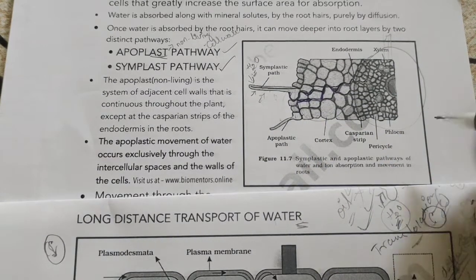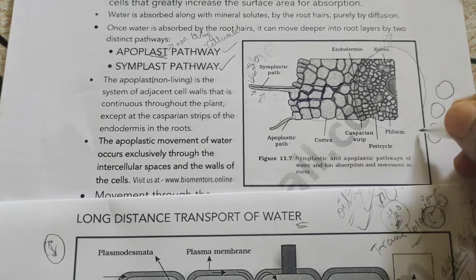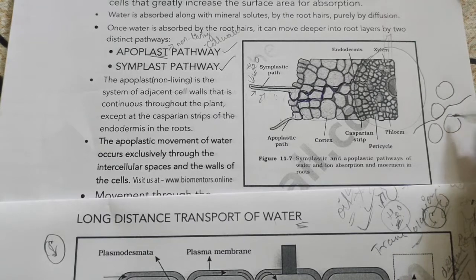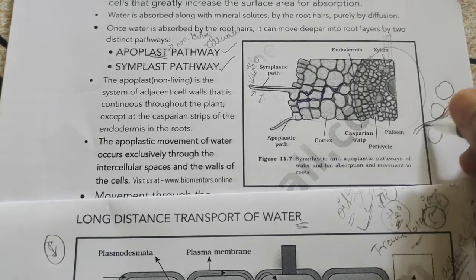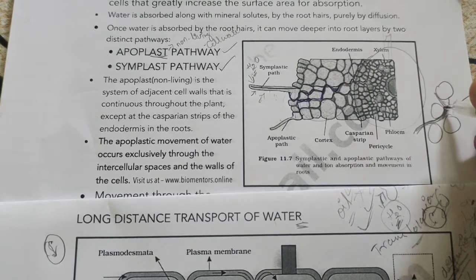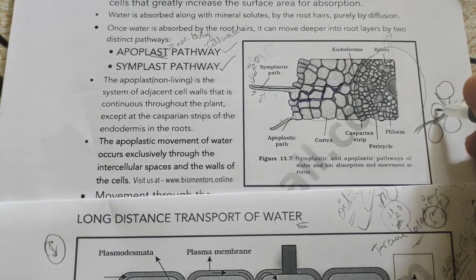Say for example, let me write the cells. So if the cells are like this in the cortex, water will move through the intercellular spaces like that. Do you observe this? So here water is moving across the intercellular spaces through the cell walls. That means here water is not entering inside the cell.